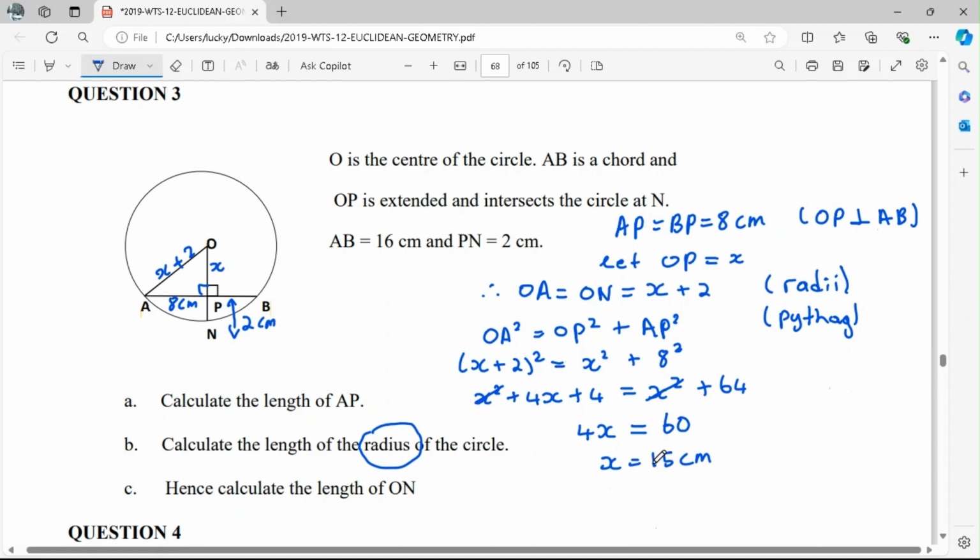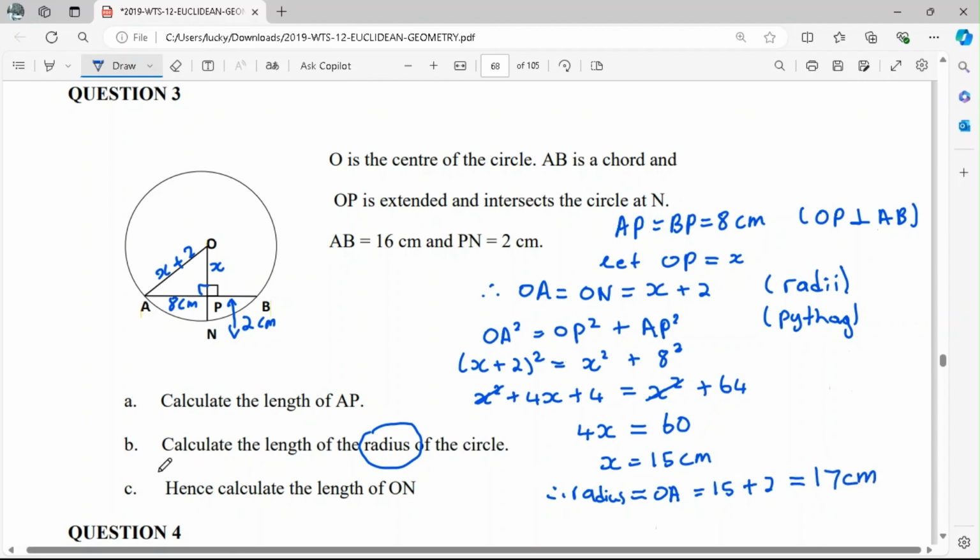But remember, you only solved for x. Therefore, the radius, which is OA, must be given as 15 plus 2, which is 17 centimeters.